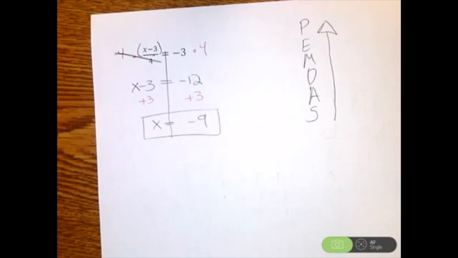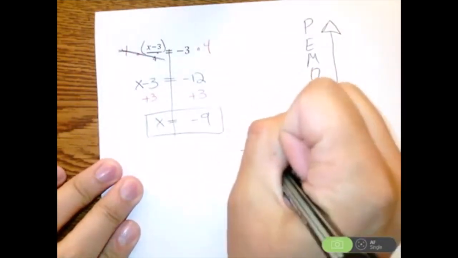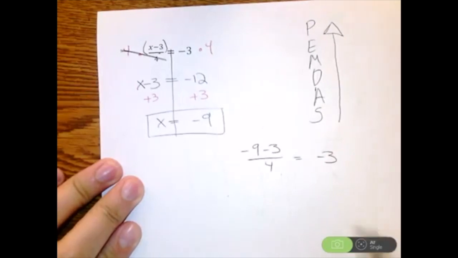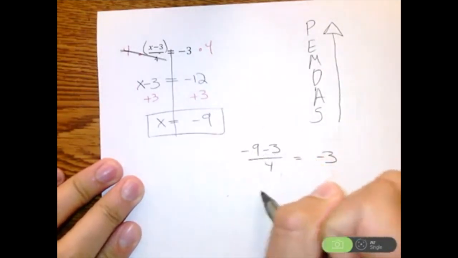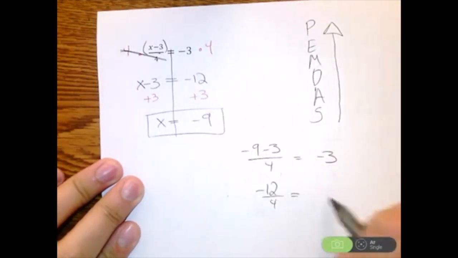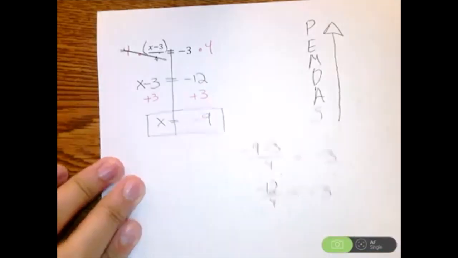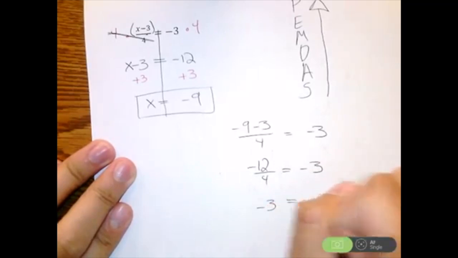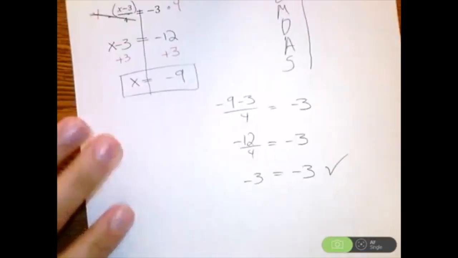As always, we need to check our work, make sure we're doing things correctly. The left side of this equal sign should equal the right side of the equal sign. So we have negative 9 minus 3 divided by 4 equals negative 3. Negative 9 minus 3 is negative 12. Didn't touch the division by 4, didn't touch the right side. Negative 12 divided by 4 is negative 3, and negative 3 does in fact equal negative 3.